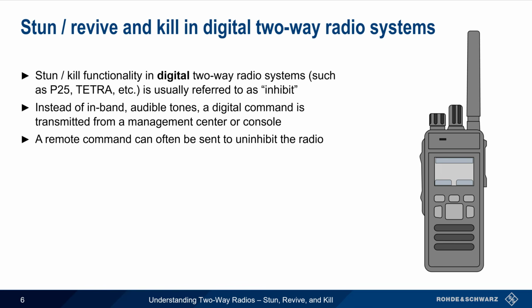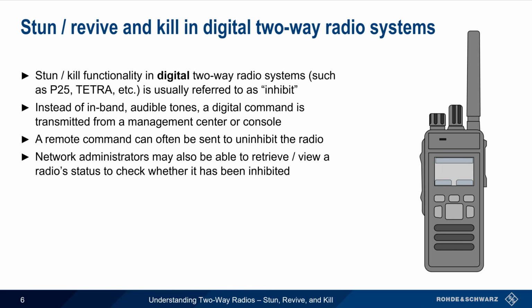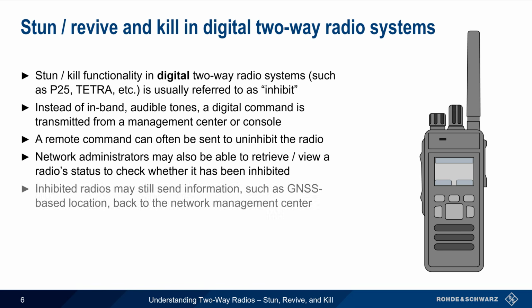Another difference between analog and digital systems is that many digital systems allow a network administrator to check on the status of a radio to see whether that particular radio has been inhibited. One other thing to note is that some inhibited radios will still continue to send their GPS or GNSS-derived location back to the network management center, which can help to facilitate retrieval of the missing radio.